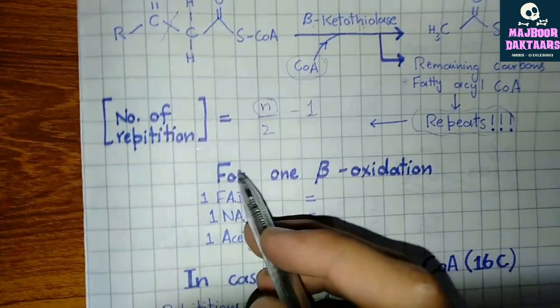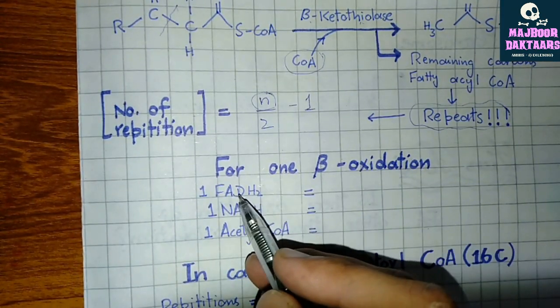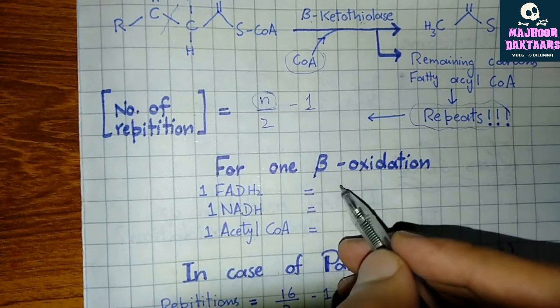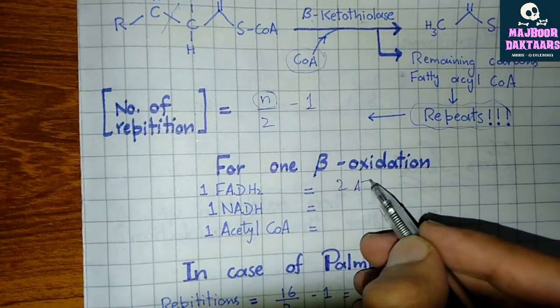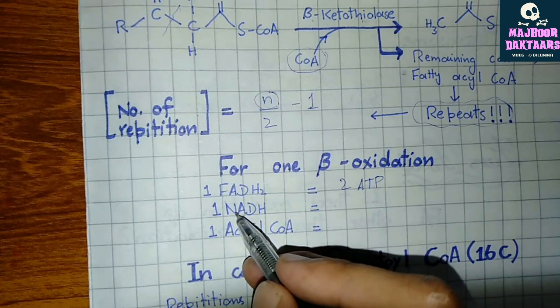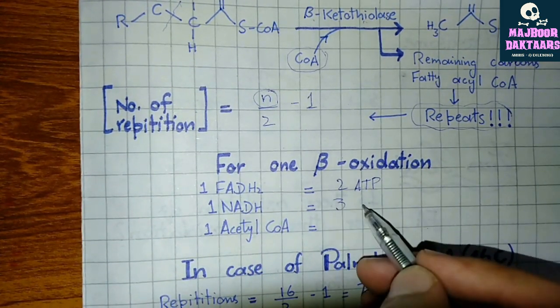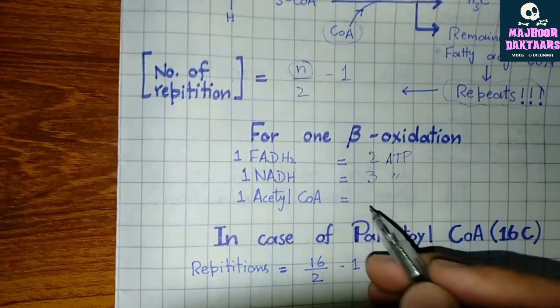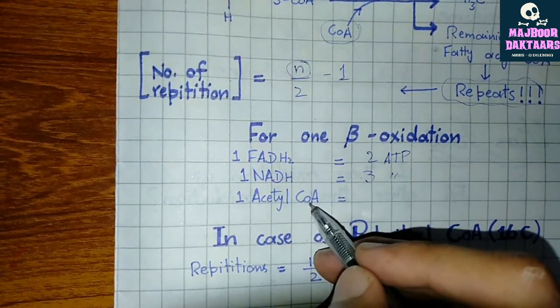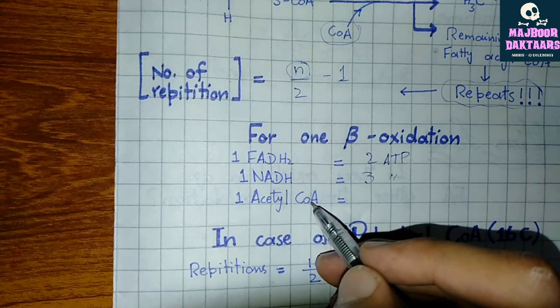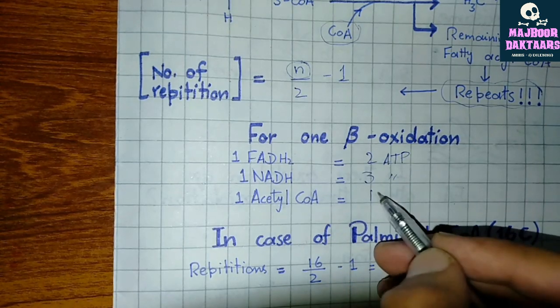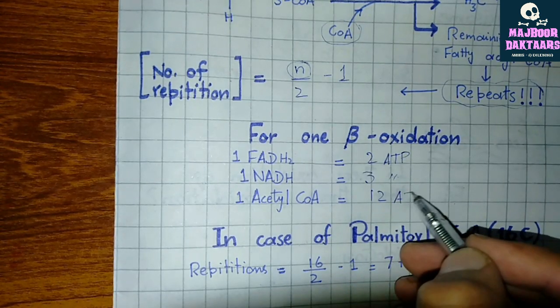For example, for one beta oxidation, we have seen that in the first oxidation FADH2 is produced, which is equal to 2 ATP. In the second oxidation, one NADH2 is produced, which is equal to 3 ATP, while in the thiolytic cleavage, the acetyl-CoA is produced, which moves to the citric acid cycle and produces 12 ATP.